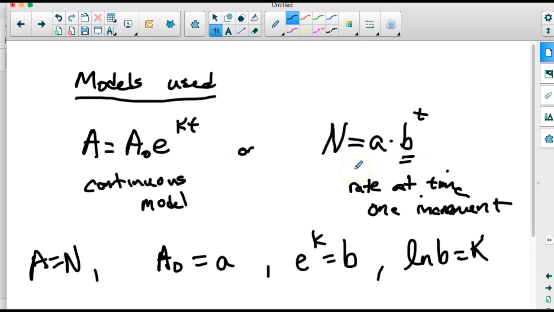Now, most of the time I'll be using this continuous model because we're going to be modeling something that we're going to look at growing continuously or at any moment in time. But if they do ask you for a yearly rate or whatever, we're going to be using this model then, because that's based upon 1 time increment.